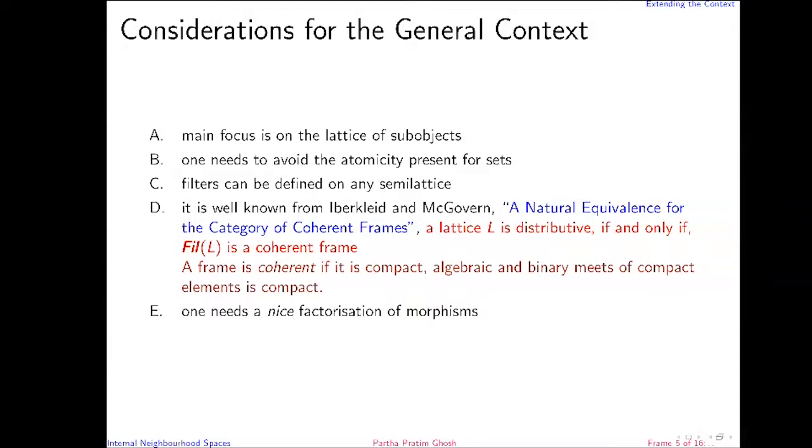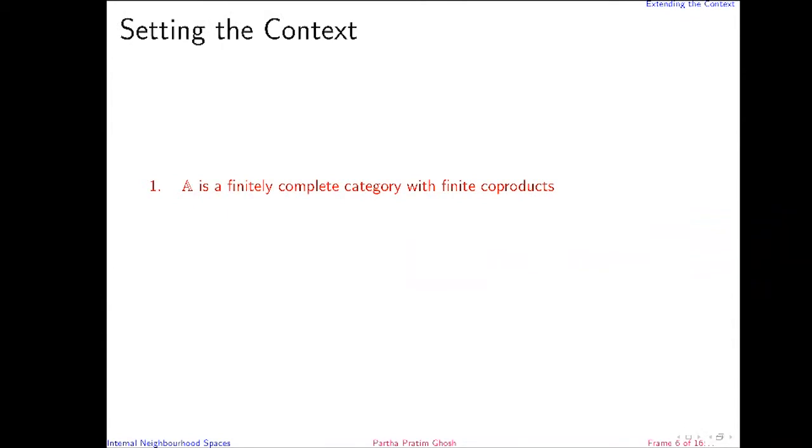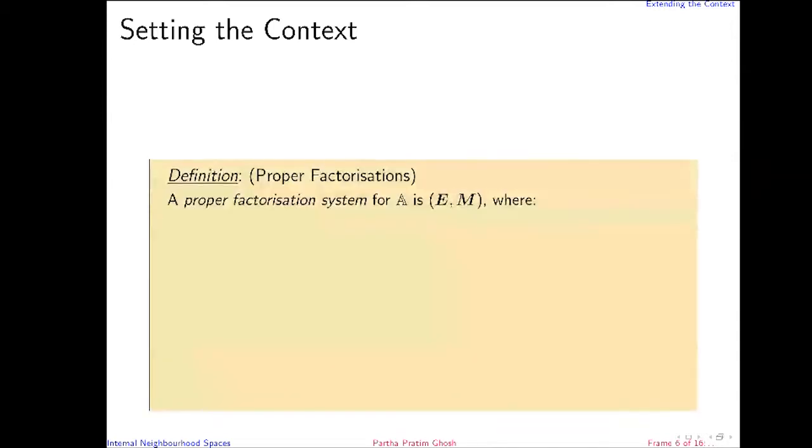Then how do we come up with these subsets? Well, it is very natural to look into the subsets of a set via functions, as coming from the monic part. So there is a factorization system present in the category. We start off in our setup considering a finitely complete category with finite coproducts. The finite coproducts part will be required in the next one.